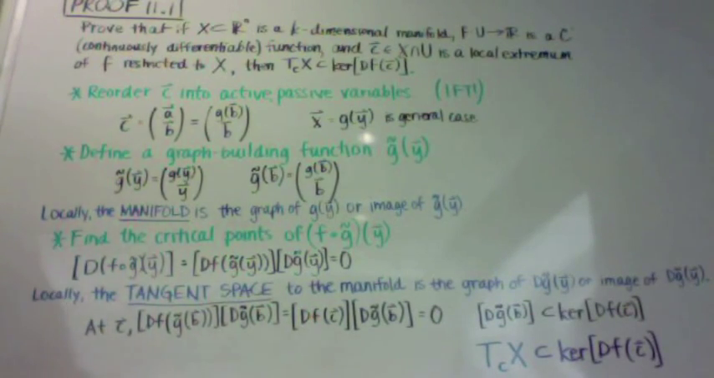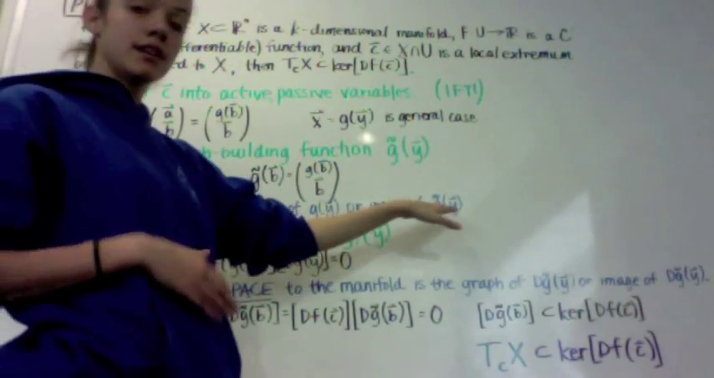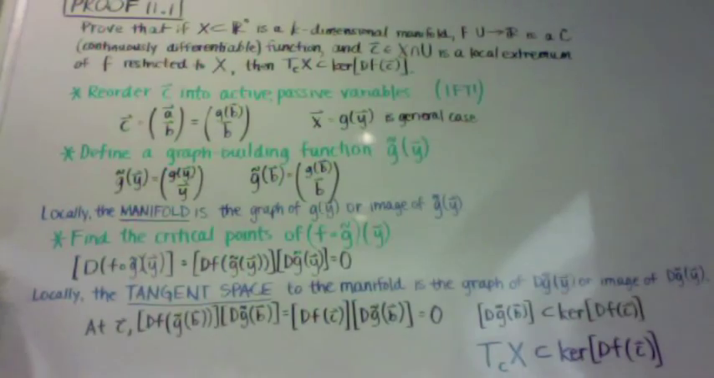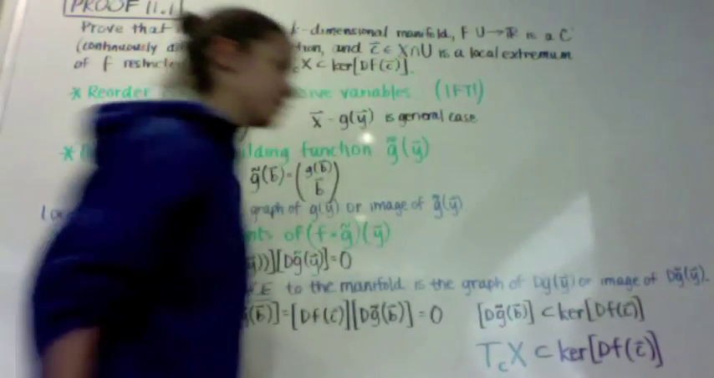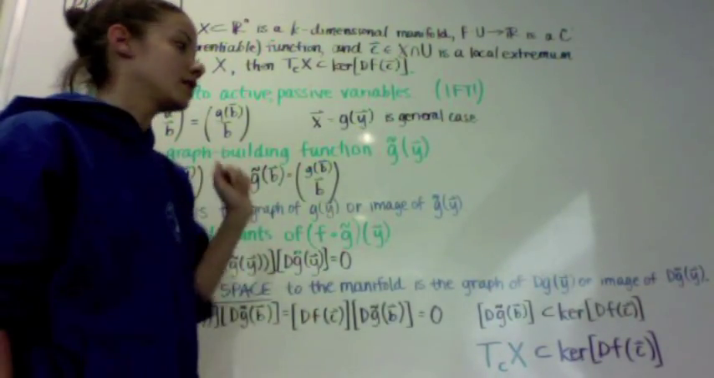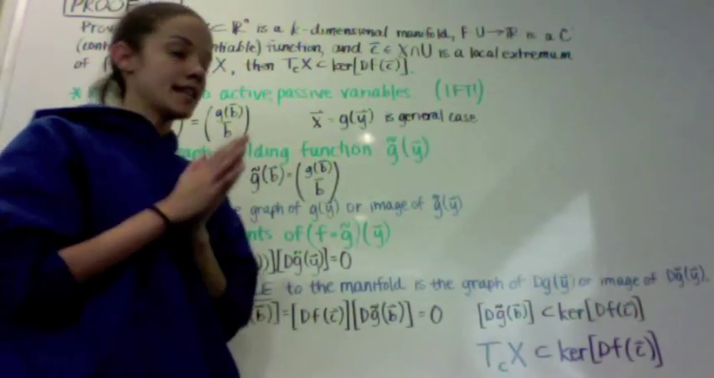And so here's the important part. Parallel to the fact that the manifold is the graph of g of y, or the image of g tilde of y, we know that the tangent space of the manifold is the graph of dg of y, sorry about that, that tilde was a mistake, or the image of dg tilde of y. And that's the really important part of this proof.